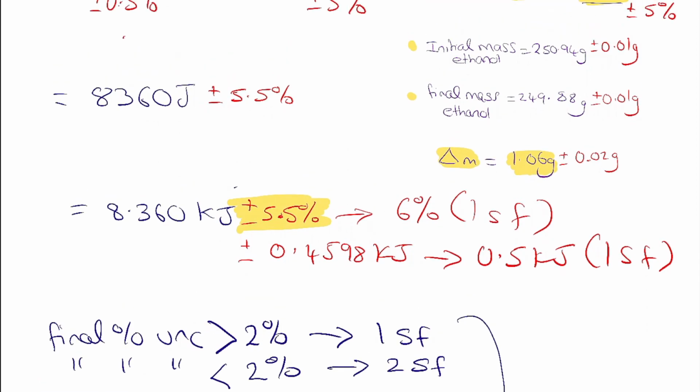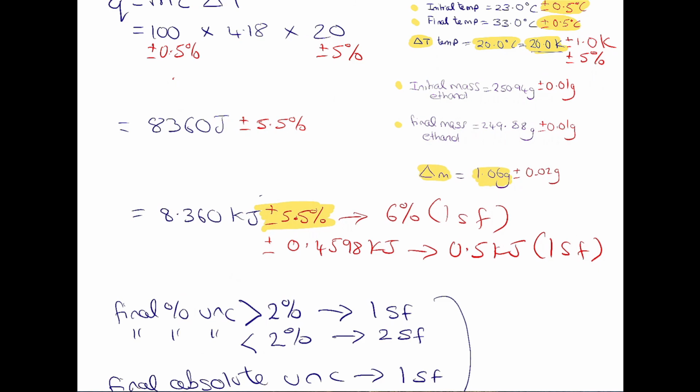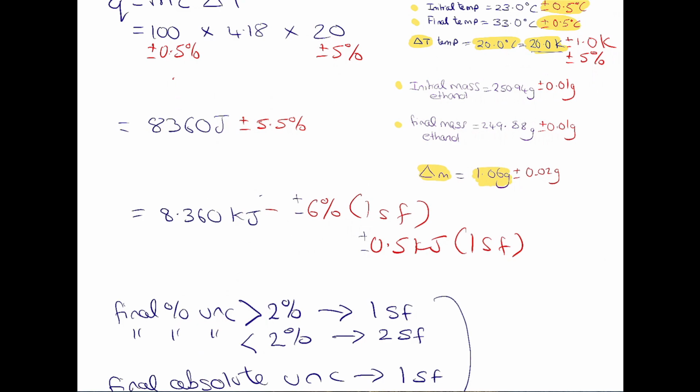Now, if we go back to the final answer, remember that we need to put a plus or minus next to our percentage uncertainties. So if I round it to one significant figure here, it's going to be plus or minus 6%. And if I've rounded it to an absolute uncertainty of 0.5, then that's also a plus or minus figure. So I'm just going to move these across to make them look a little bit neater. But that's what the answer should look like when we finish. Okay, so your answer is 8.360, and it's plus or minus 6% or plus or minus 0.5 kilojoules.